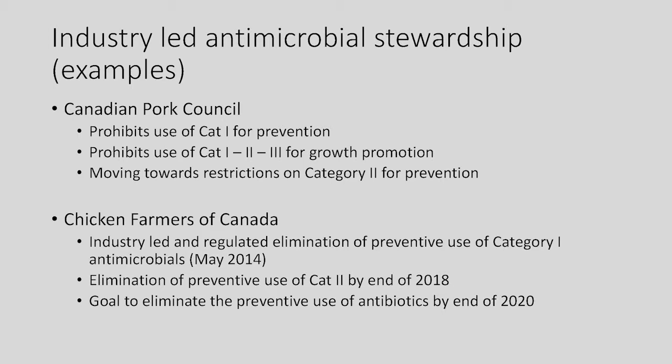So again, you're going to need a diagnosis to demonstrate the disease in the barn to justify the use of those Category 1s. And they have, of course, prohibited the use of Category 1, 2, and 3 for growth promotion, but now with the change of regulation, that's less relevant. But note, they did that well before the government adjusted those regulations. And they are moving towards restrictions on the use of Category 2 drugs for disease prevention.